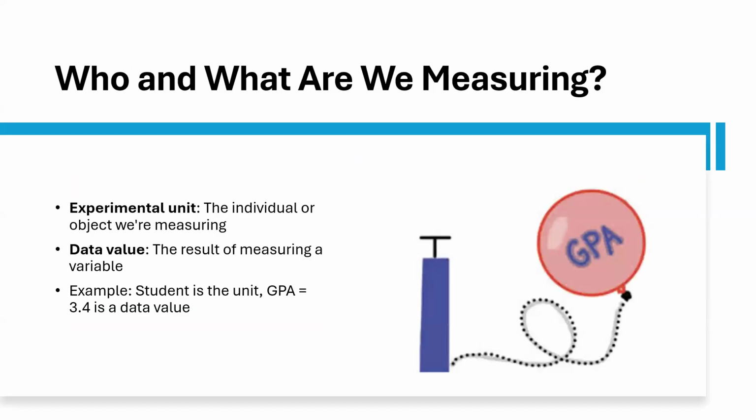The person or object we're measuring is called the experimental unit. Each time we measure a variable on that unit, we get a data value. If we measure GPA for a student, the student is the unit and the GPA value is the data.